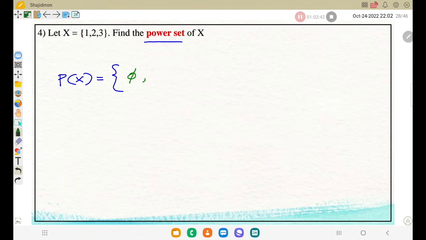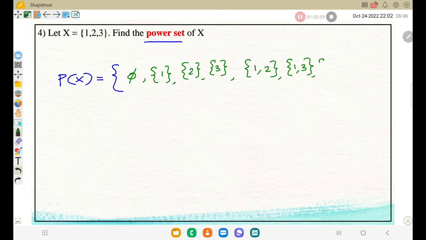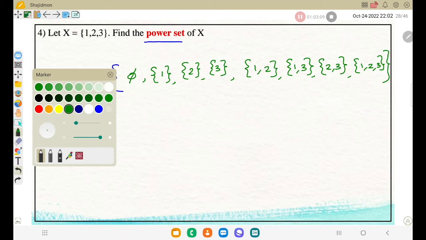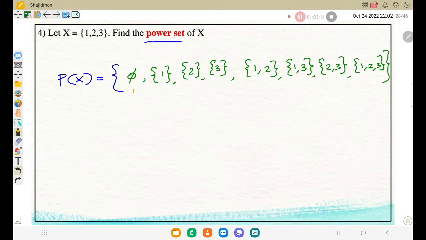What is the next one? Singleton sets, one-number sets. {1}, {2} and {3} are subsets, correct? Then 2 numbers. What are the 2-number sets? {1, 2}. Then {1, 3}. Then {2, 3}. Correct? Then what is the 3-number set? {1, 2, 3}. Same set. So totally how many elements are there? 1, 2, 3, 4, 5, 6, 7 and 8.